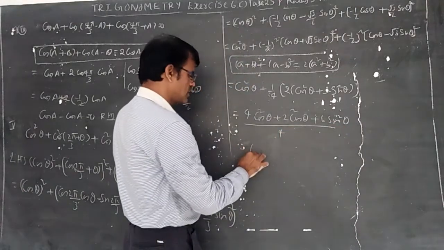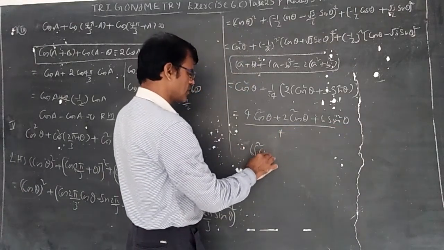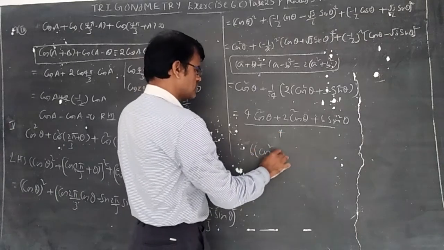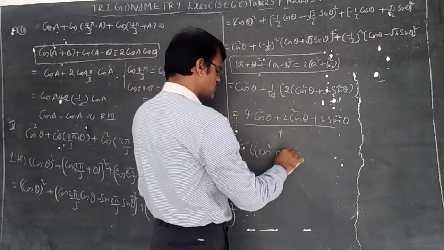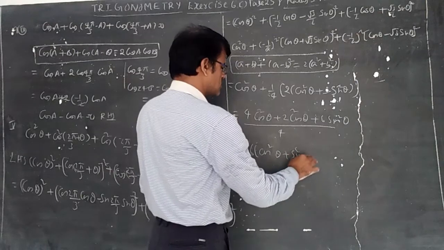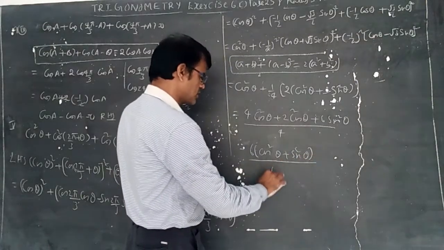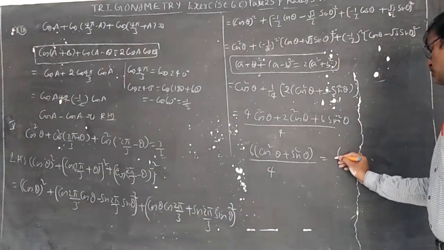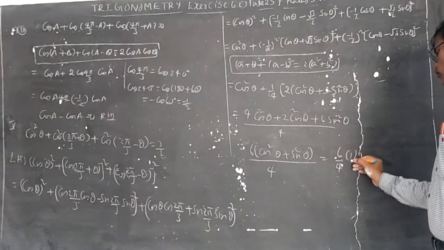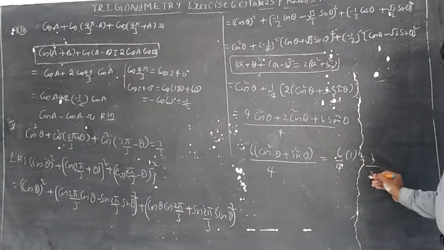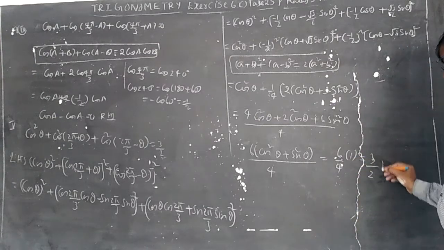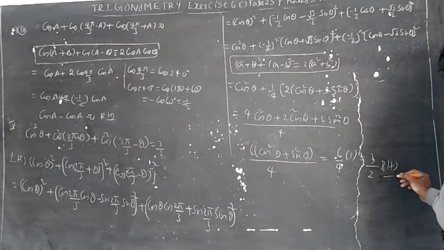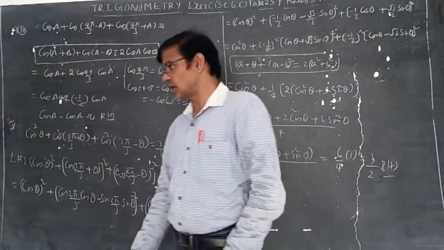You can understand here, 6 taken common, because 6 cos square theta plus 6 sin square theta. With 6 taken common within the brackets you can write cos square theta plus sin square theta. Cos square theta plus sin square theta value is 1, so this is 6 by 4 into 1. Getting cancelled with the 2, it becomes 3 by 2. This is RHS, which will be useful in objective.